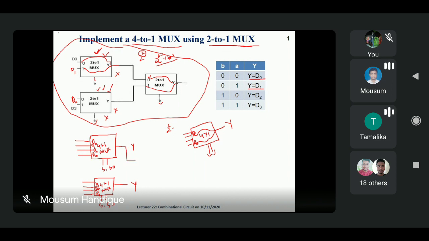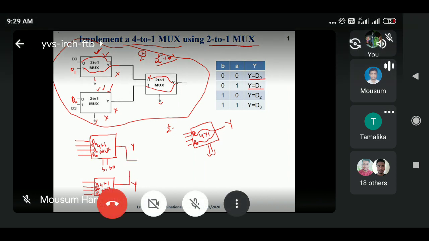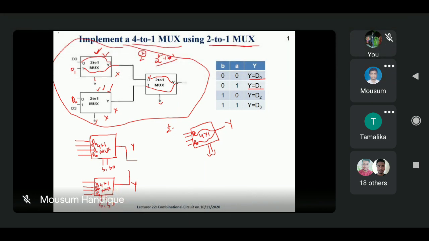Then why are you telling that we are using only the 4 to 1 mux? Sir, 2 for the variable A and then 1 for the variable B. I think so. Any other? Anyone?